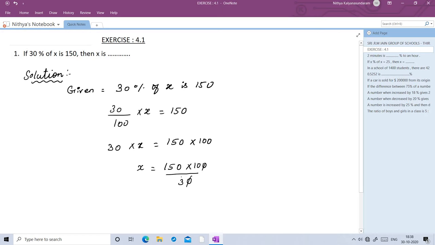0, 0 we can cancel. Then 3 table 1s are 3, 5s are 50. Then 0. So x is equal to 50 into 10. 50 into 10, x is equal to 500. So the answer: 30% of x is 150, it's given. So using that, we calculated x. x is equal to 500.